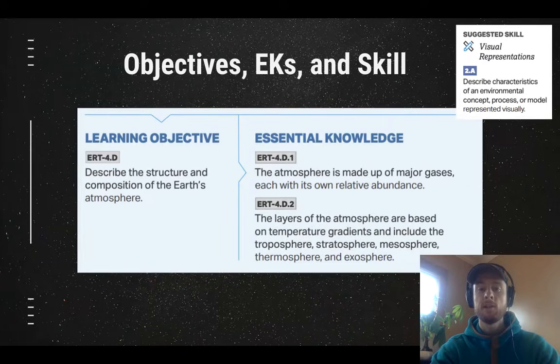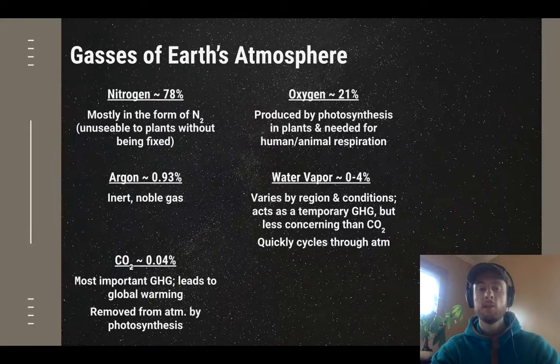Our suggested science skill for today is to describe characteristics of an environmental concept that's represented visually. So before we talk about Earth's layers, we're going to run through the basic abundance, or percentage, that each of the gases in Earth's atmosphere represents. So first we have nitrogen at about 78%.